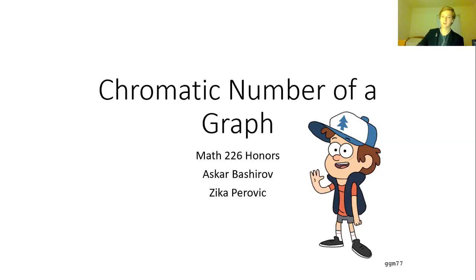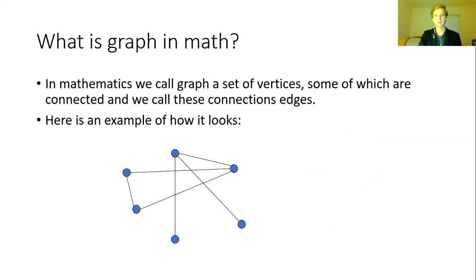So the topic of my talk is the chromatic number of a graph. So what is a graph? In math, we call a graph a set of vertices, some of which are connected, and we call these connections edges. As you can see in the picture, edges are painted in black, and vertices are painted in blue. So some of them are connected, some not. So this is how a graph looks. Okay, let's keep moving.